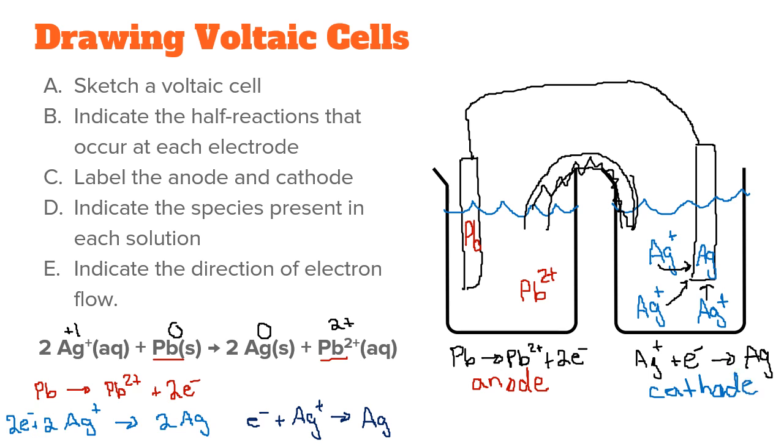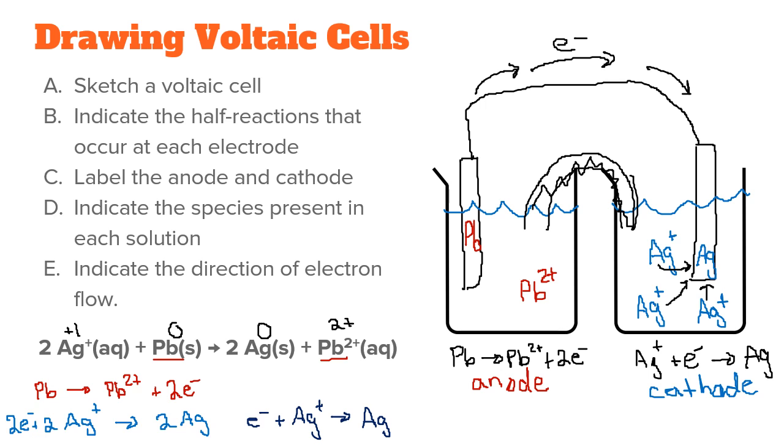We've already labeled which species is present in each solution. That's the lead in the left-hand beaker and the silver ions in the right-hand beaker. And lastly, we want to indicate the flow of electrons. So we see that electrons are being lost at the anode and being gained by the cathode. So that means electrons are going to be flowing through the wire in this direction. Lead is giving them up, silver is grabbing them, and there we have our half cell.